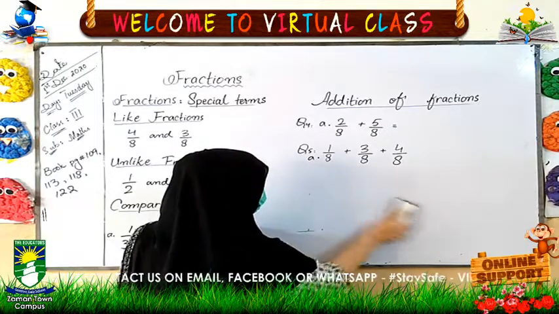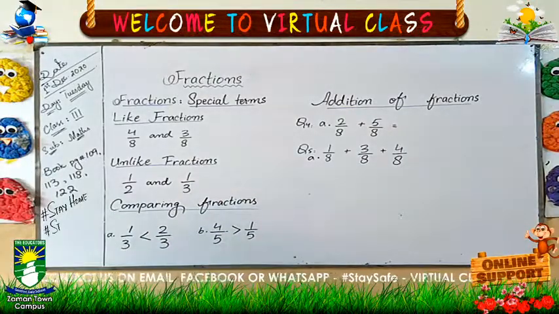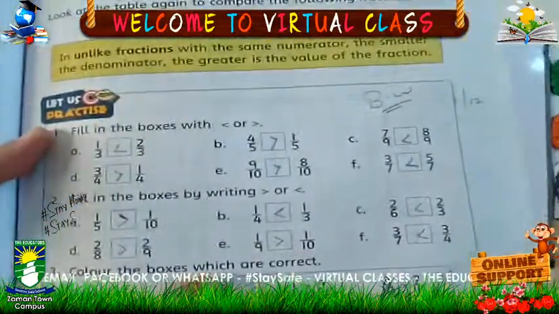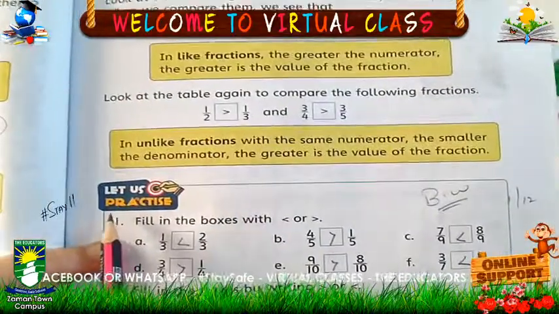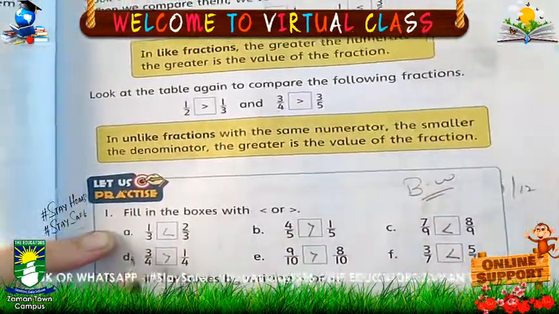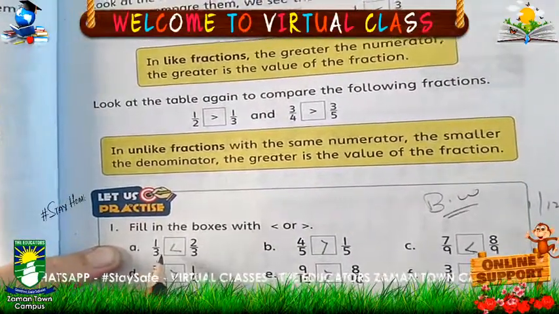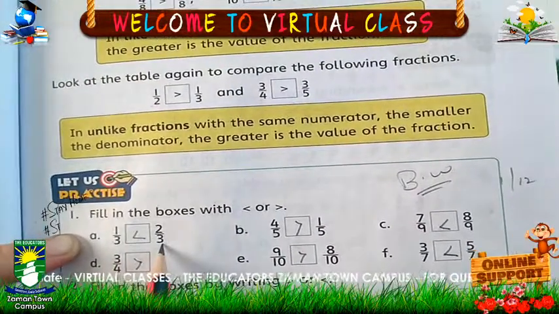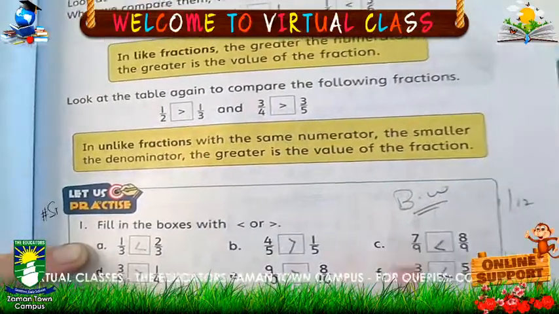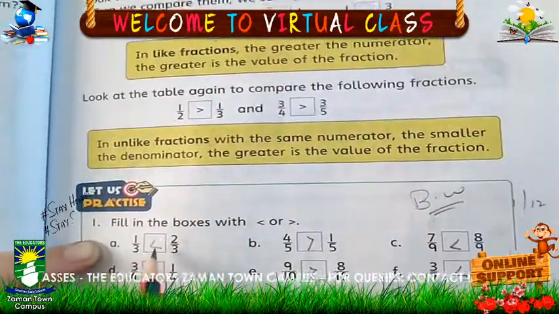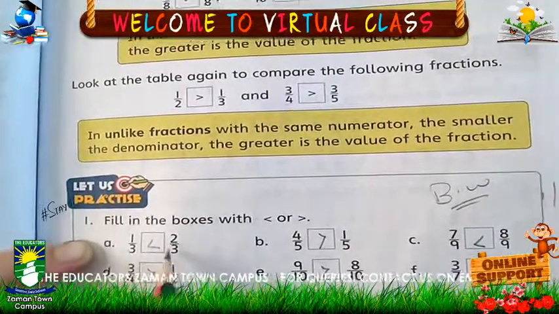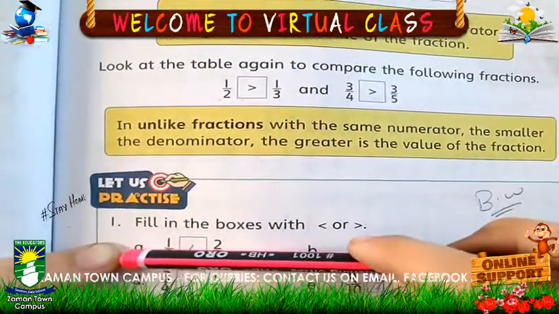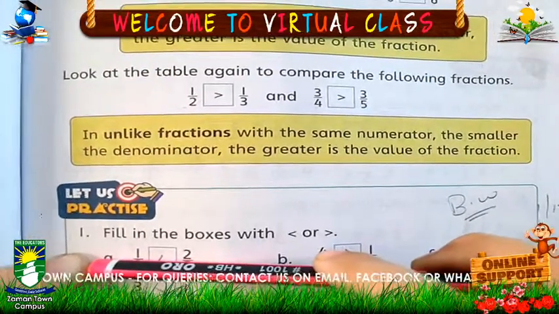So let's come to the book, page number 113. On page number 113, here we have question number 1. This question is related to like fractions. Since we have the same bottoms, or the same denominators, these questions are from like fractions. Now look here, we have the same denominators. Now we will hide the denominators, and you will tell me whether 1 is greater or 2 is greater.